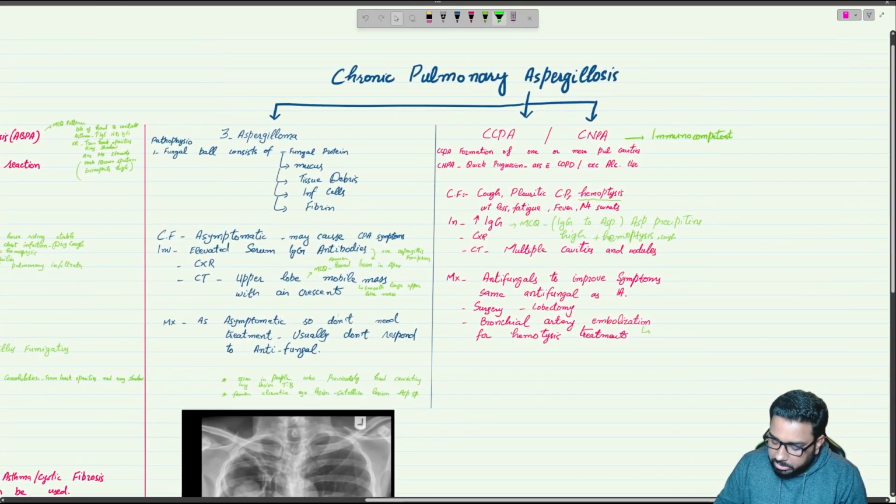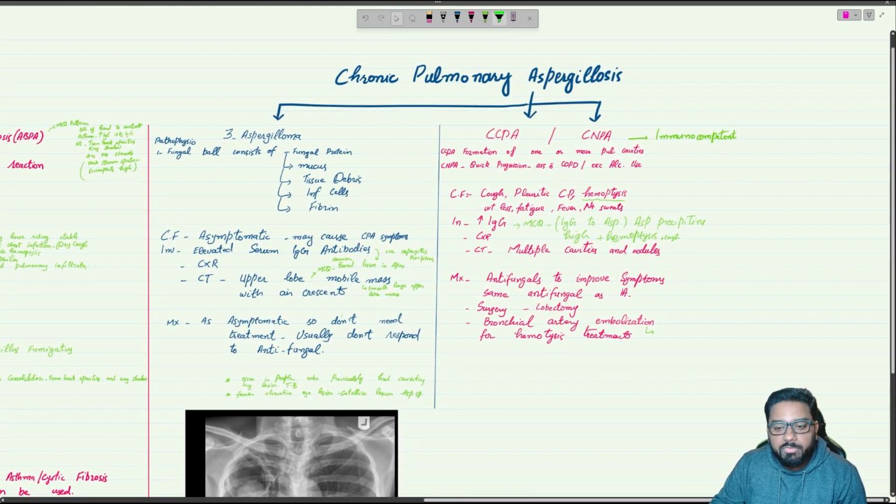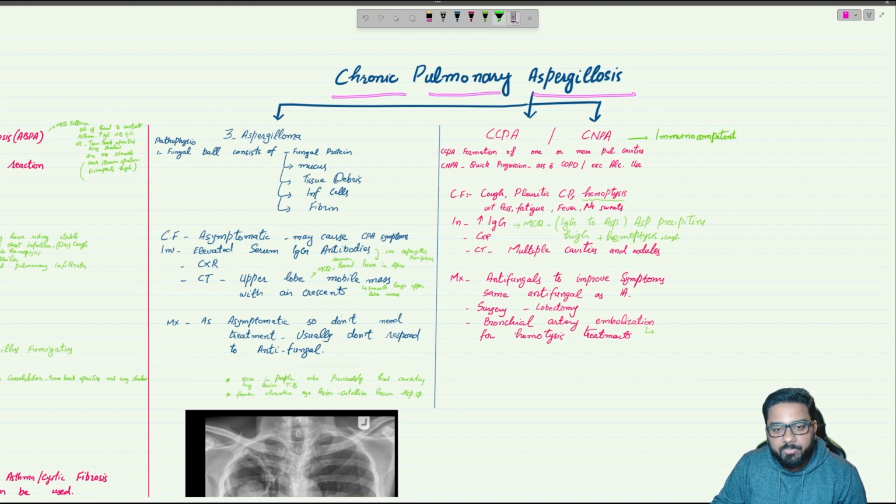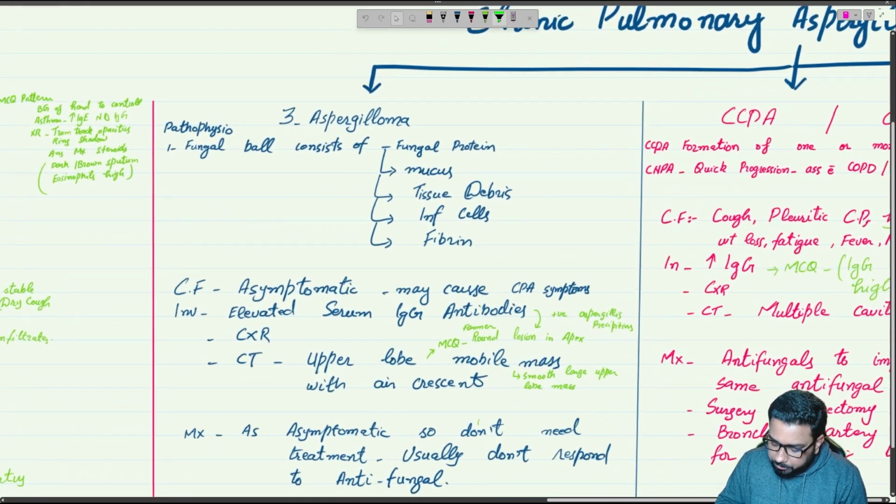Moving on to the third presentation of aspergillosis, which is chronic pulmonary aspergillosis. Usually, if someone is immunocompetent, the fungal species cannot infiltrate quickly enough. So that's why they take time, and hence chronic pulmonary aspergillosis. So there are three forms. Number one is aspergilloma. Number two and three are basically the same, so we will talk about that later.